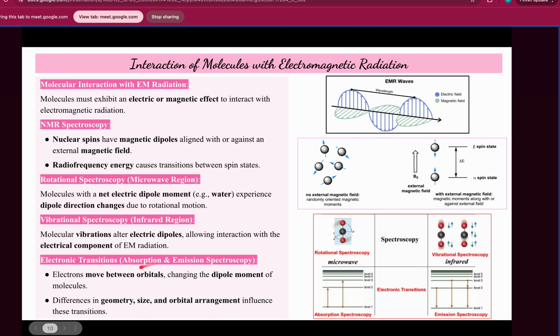And similarly, electronic transitions are mostly observed in the UV region. In that case, there is absorption and emission of light, which is also known as absorption and emission spectroscopy, in which electrons move between orbitals, changing the dipole moment of a molecule. Differences in geometry, size, and orbital arrangement will influence these transitions. One by one, when we go into the detail of these spectroscopic techniques, it will be more clear how it works.